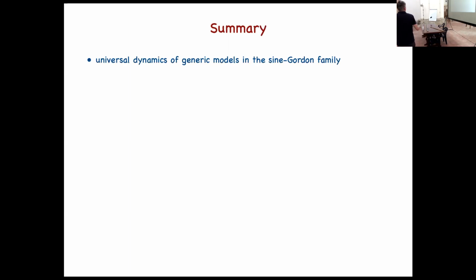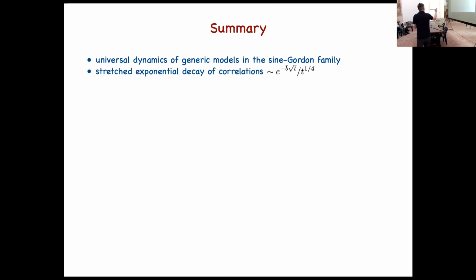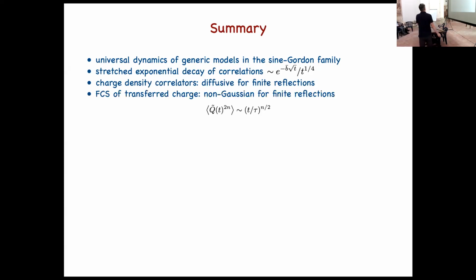So we tried to describe the universal dynamics of generic models in the sine-Gordon family. We found this stretched exponential decay of correlations for the vertex operator, and we found diffusive charge dynamical correlation functions. I didn't have time to talk about this, but the full counting statistics of the transfer charge, the moments of this distribution, seem to scale non-uniformly, depending on the power.